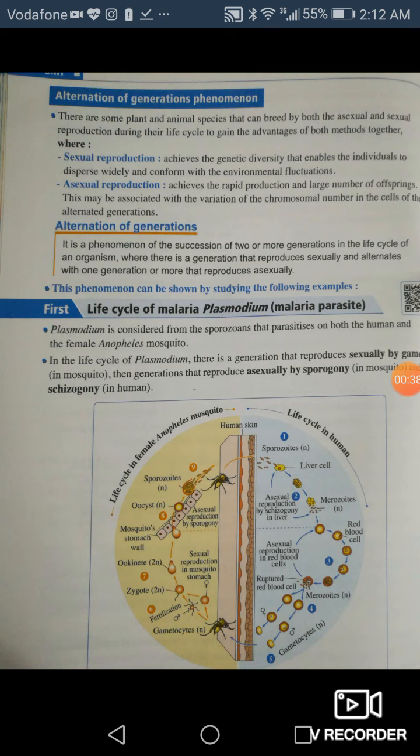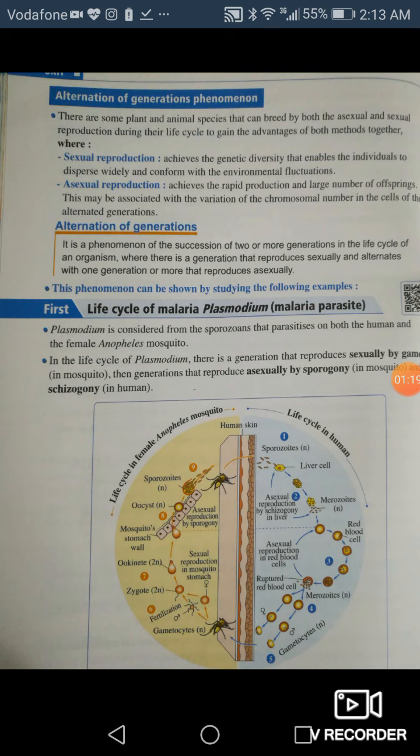So let's start. There are some plants and some animal species that can breed by both sexual and asexual reproduction during their life cycles. Why can they do this? To gain the advantages of both methods together. So what is the advantage of sexual reproduction? Excellent, girls, the diversity, the variation. Sexual reproduction achieves the genetic diversity that enables individuals to disperse widely and conform with environmental fluctuations.